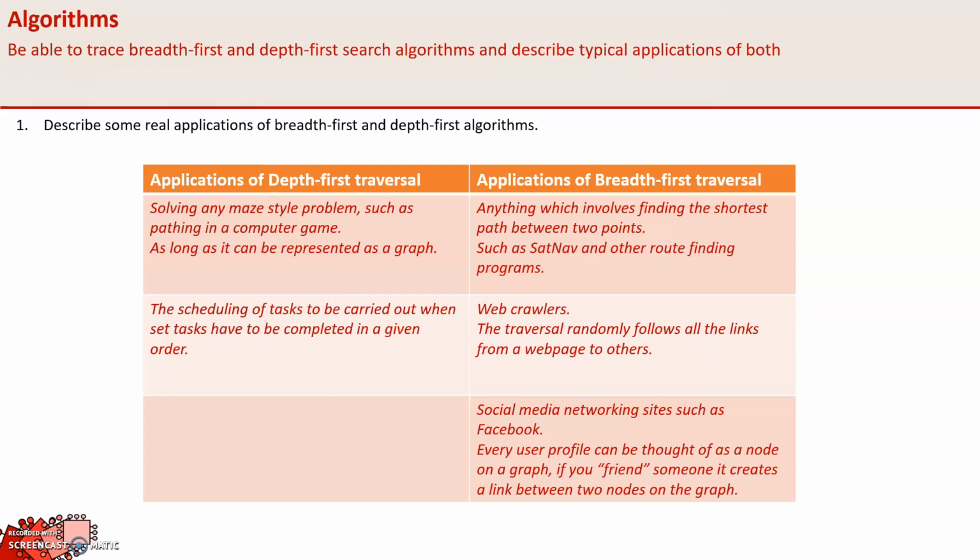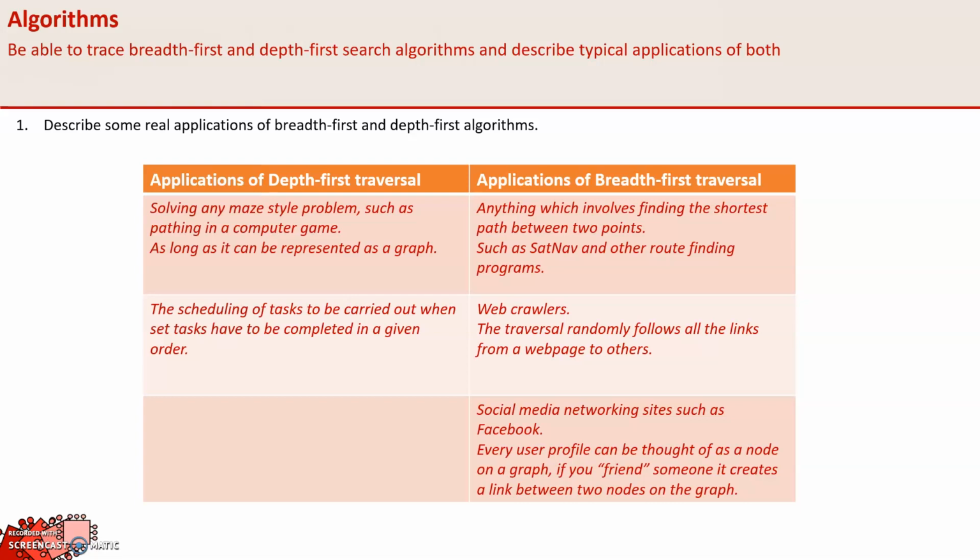Breadth first traversal, thinking about what web crawlers will think about what pages are linked to from other web pages. So that will randomly follow all the links from a web page and find out what has been linked to by that web page. You might have heard the term web crawlers. If you haven't, you could do a little bit of research on that.